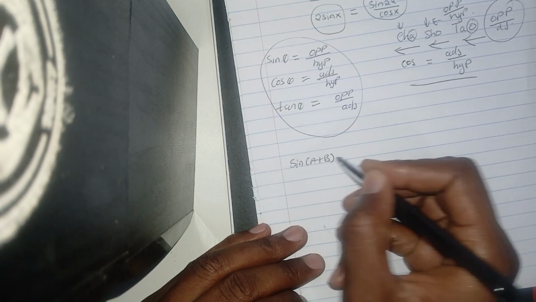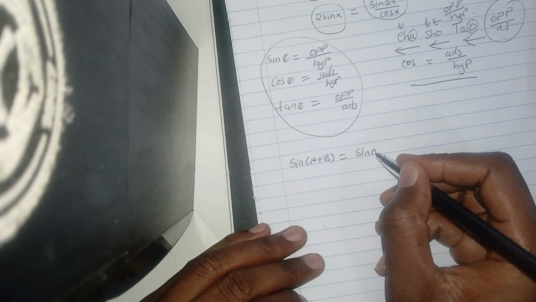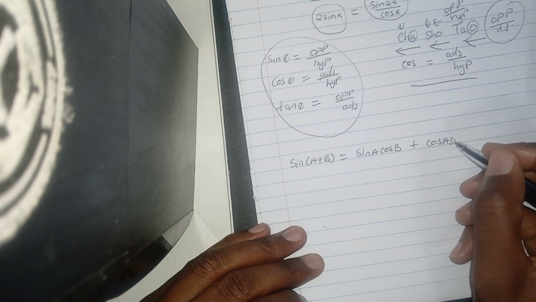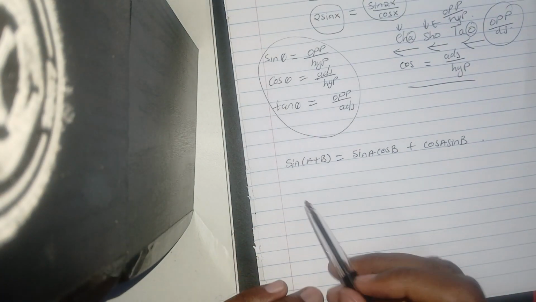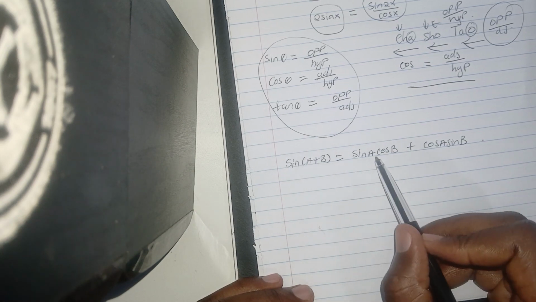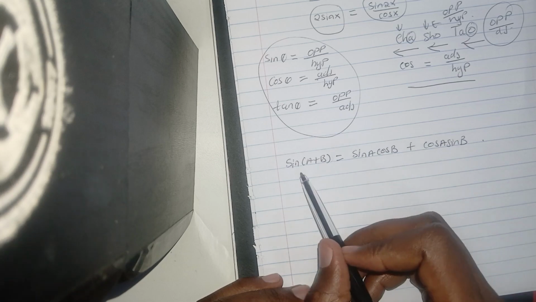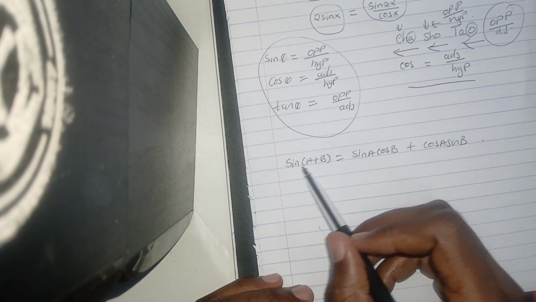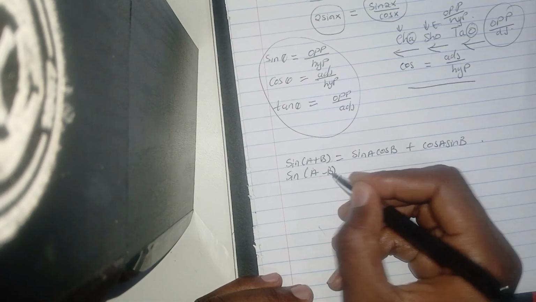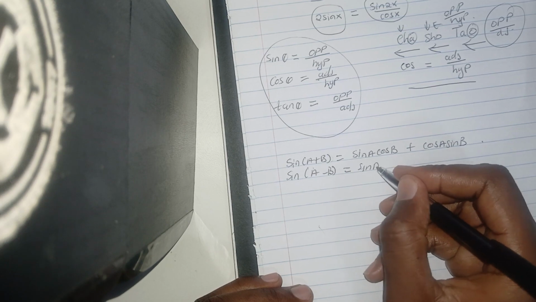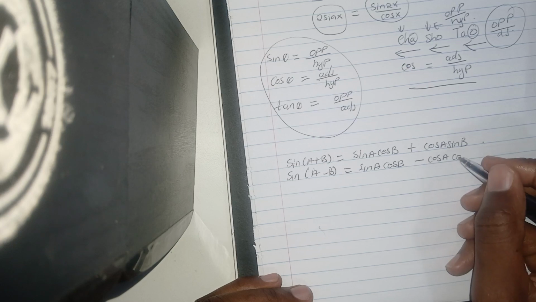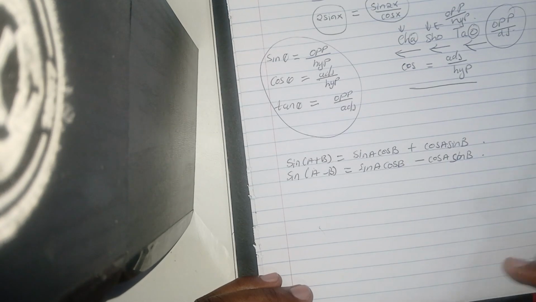Sine A plus B is equal to sine A cos B plus cos A sine B. That is, sine A multiplied by cos B plus cos A multiplied by sine B. So that's how it is. Then sine A minus B is equal to sine A cos B minus cos A sine B. So these are the things.